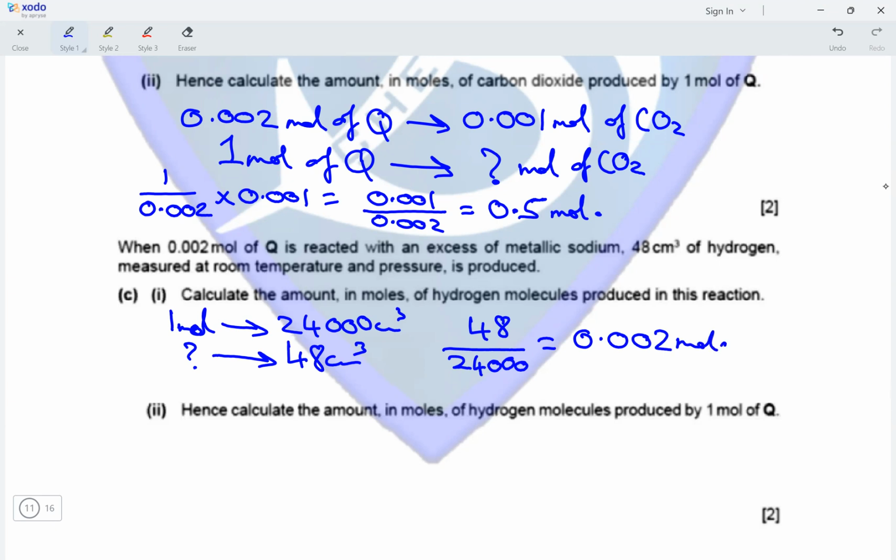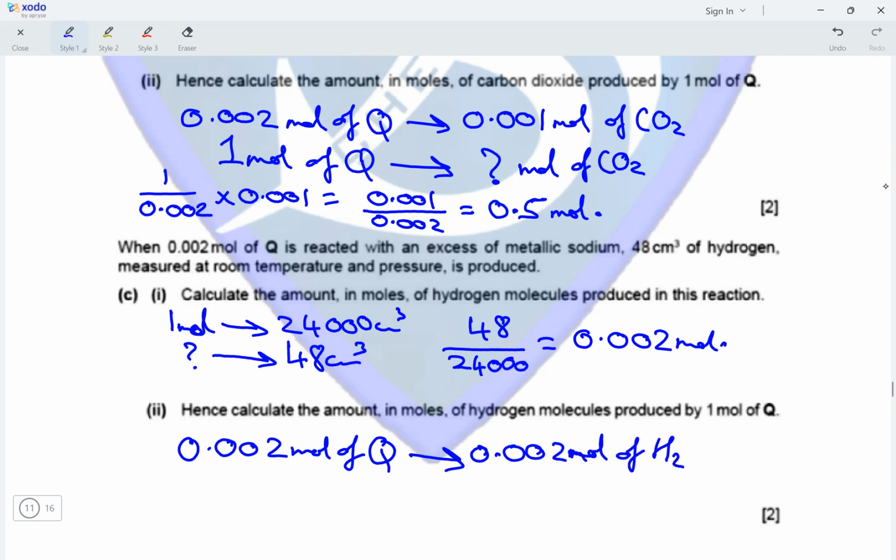Hence, calculate the amount in moles of hydrogen molecules produced by 1 mole of Q. So, 0.002 moles of Q produces 0.002 moles of hydrogen. So, the molar ratio is 1:1. Therefore, 1 mole of Q will produce 1 mole of hydrogen molecules. Since the molar ratio is 1:1, the mole value of Q will be equal to the mole value of hydrogen gas produced.